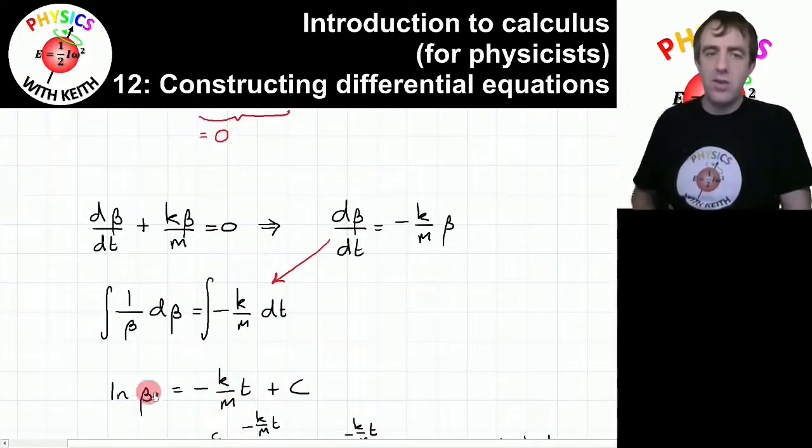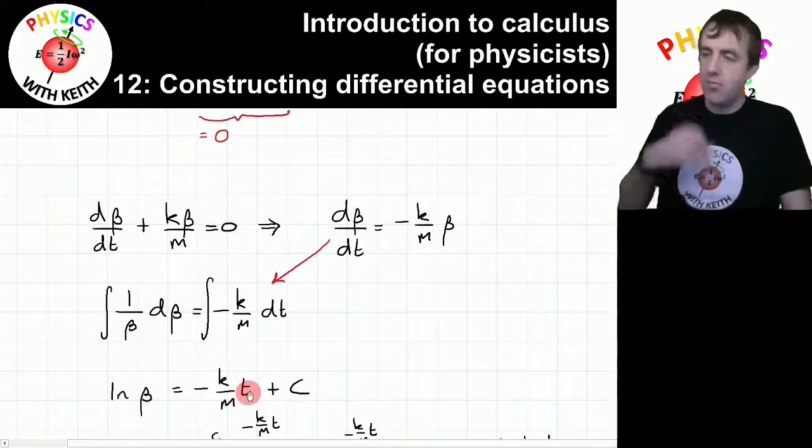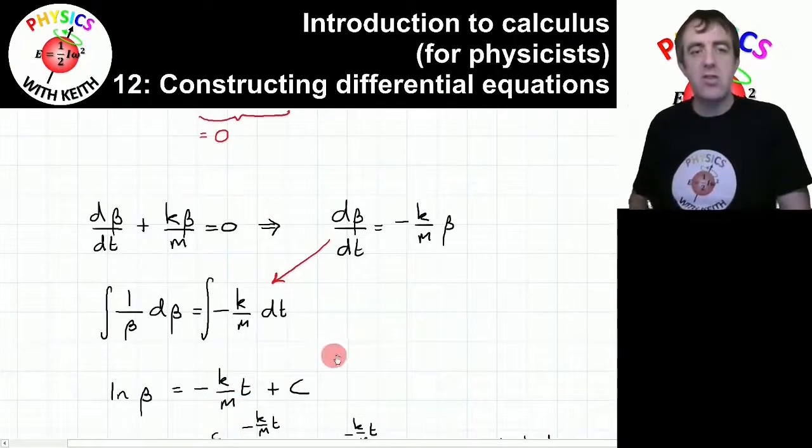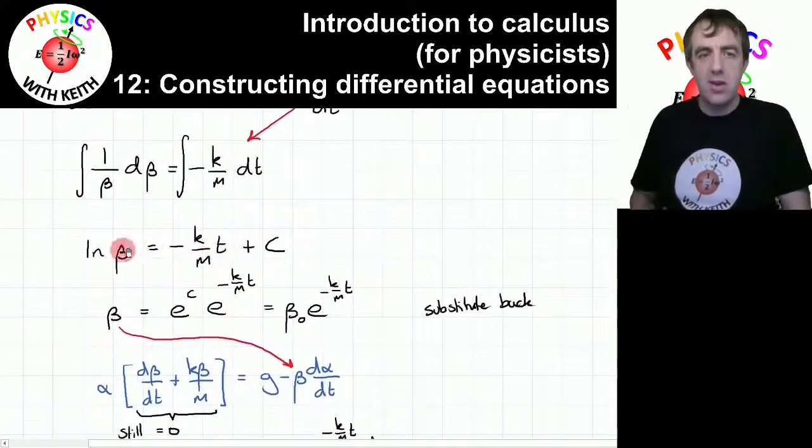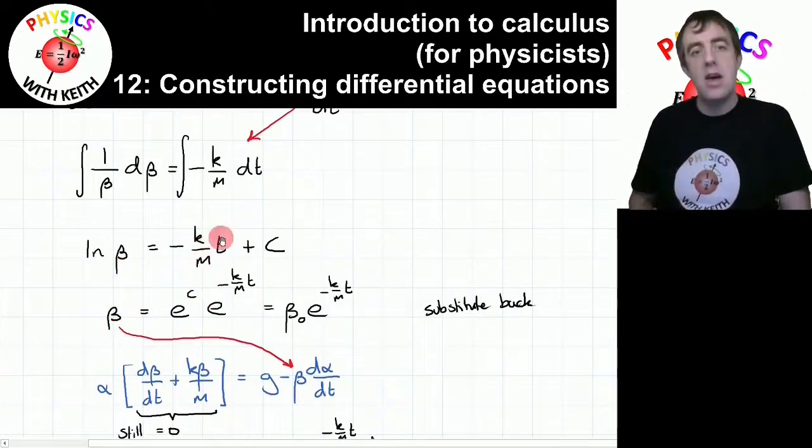So now what I want to do is get this into a sensible form where I have beta equals. I want beta as the subject. So I raise e to the power of that equation. e to the power of natural log of beta is just beta. It's the laws of logs. And e to the power of this mess here is e to the power of c multiplied by e to the power of minus k over m t. That's because these are added together, that's how the laws of logs work.